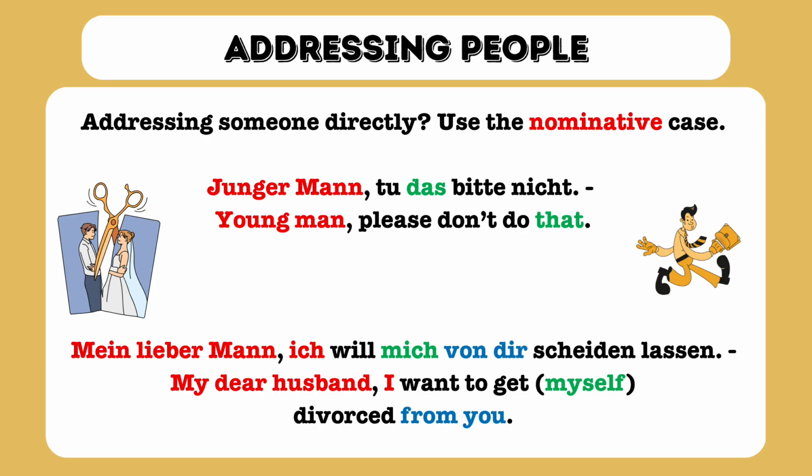Usually this doesn't matter, as you would just use their name, and if you say Bob, no one cares whether this is the subject of the sentence, or if it's nominative, or any of the other cases. But occasionally, especially if you're going to use an adjective in front of it, then you do need to. So for instance, if you want to say, young man, please don't do that, you would say, junger Mann, tu das bitte nicht. It's junger Mann because this is in the nominative case, because we are addressing this person directly.